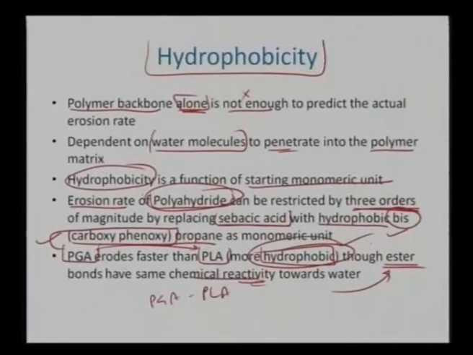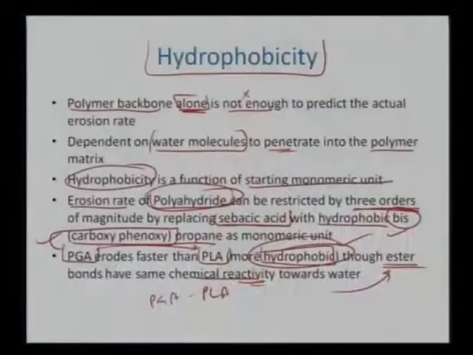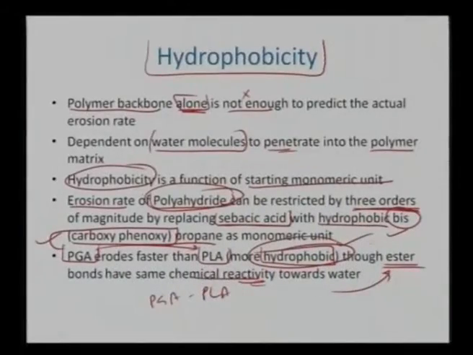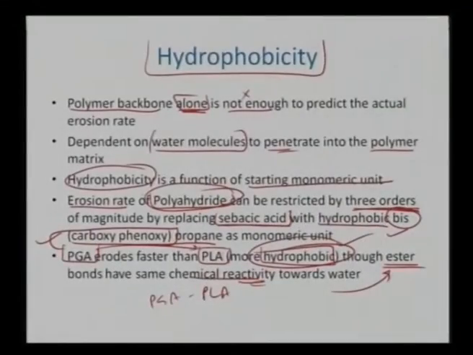But apart from that, the overall susceptibility of water uptake to penetrate into the polymer and then lead to hydrolysis is very different. So in certain cases, the overall erosion rate can be restricted by around 1000 times, or 3 orders of magnitude, just by replacing sebacic acid with a much more hydrophobic bis carboxyphenoxypropane in the polyanhydride; it can reduce its degradation rate. And again PGA and PLA have the same chemical reactivity, but because the hydrophobicity of PLA is much higher, it can degrade at a much slower rate in comparison to PGA. So that is the overall deal with hydrophobicity.